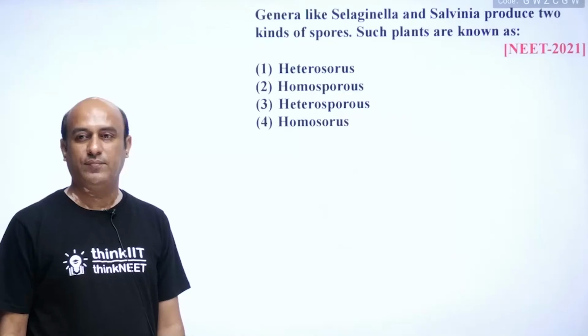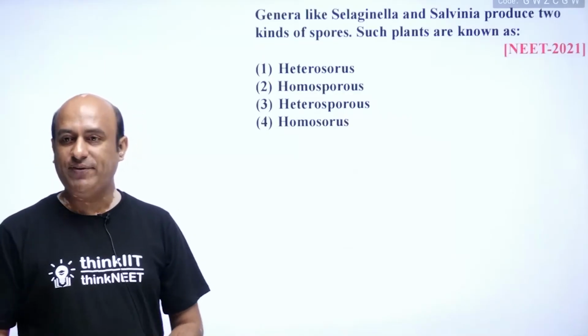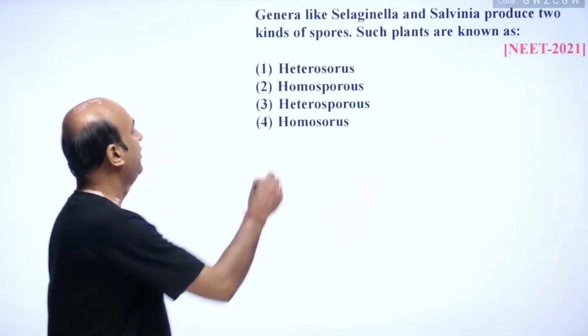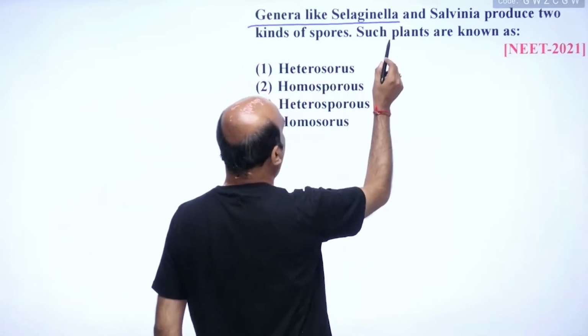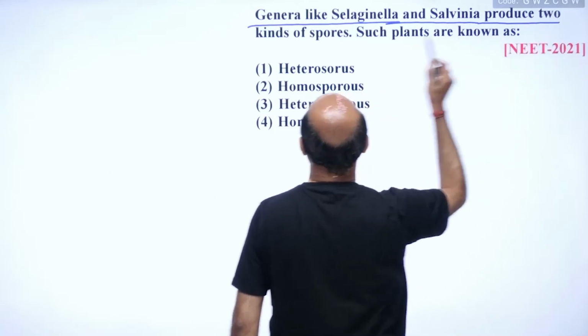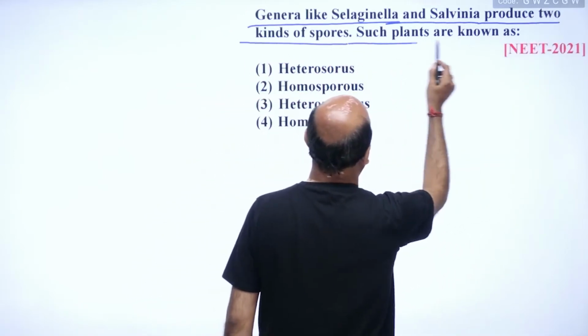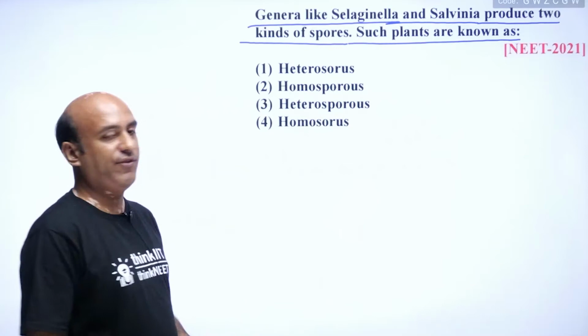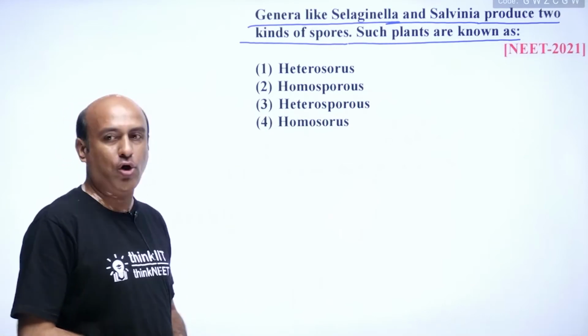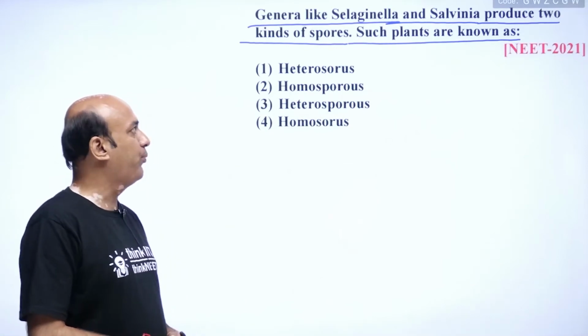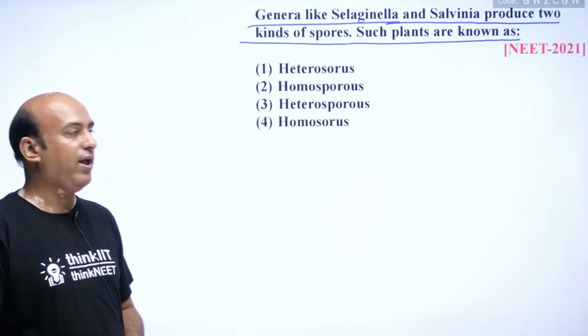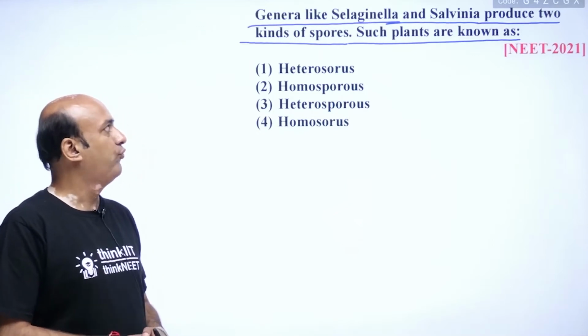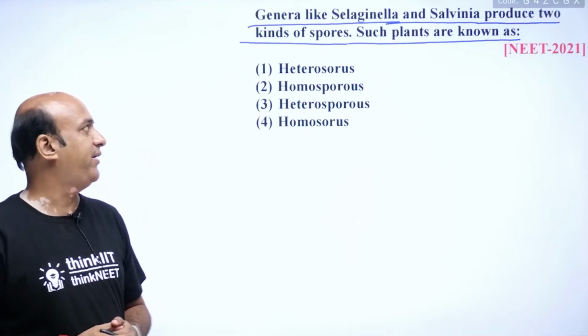Thank you. Now student, let us come to the next question. Here the question is, genera like Selaginella and Salvinia produce two kinds of spores. Such plants are known as. Here the options are option number 1, Heterosaurus, option number 2, Homosporous, option number 3, Heterosporous, and option number 4, Homosaurus. So student, which option is the correct one here?